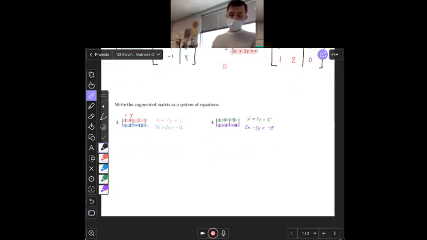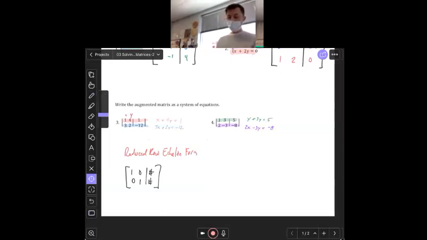Our goal is going to be to get the problems to look like this. This is called reduced row echelon form. So we're going to talk about how we get the matrix that looks like this. We're going to do what are called row operations on it and say how do we get it from this to this so that the top left number is a 1, the bottom left number is a 0, top right number is 0, bottom right number is 1.